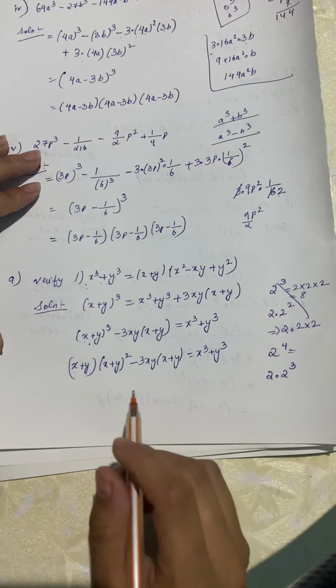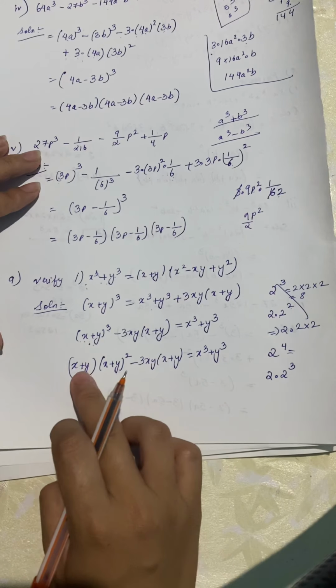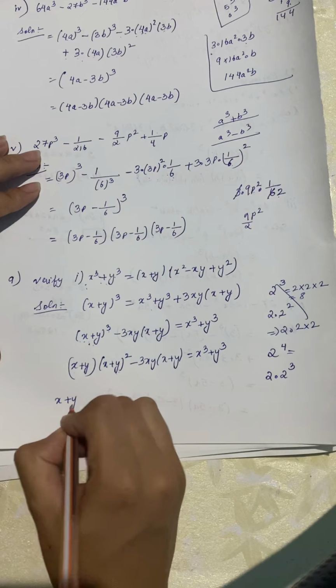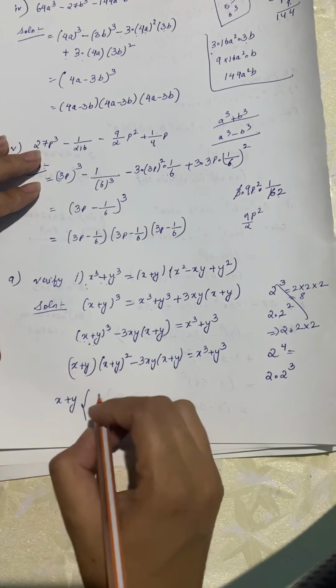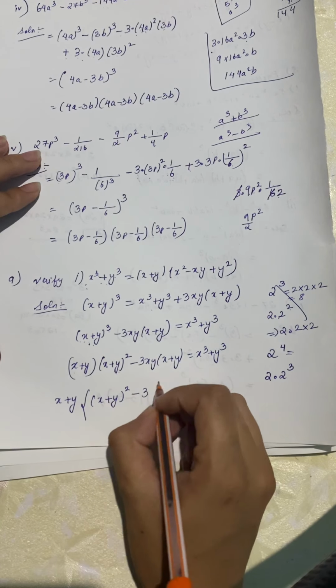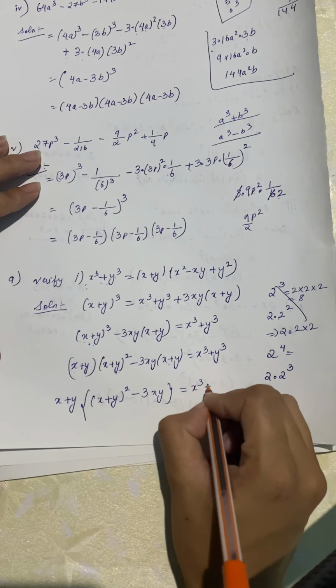Now you look at this equation and see what is common to both of these given values. What is common to both? So take that out. If you take x plus y from here, what are you left with? You're left with x plus y, the whole thing square, minus 3xy equal to x cube plus y cube.